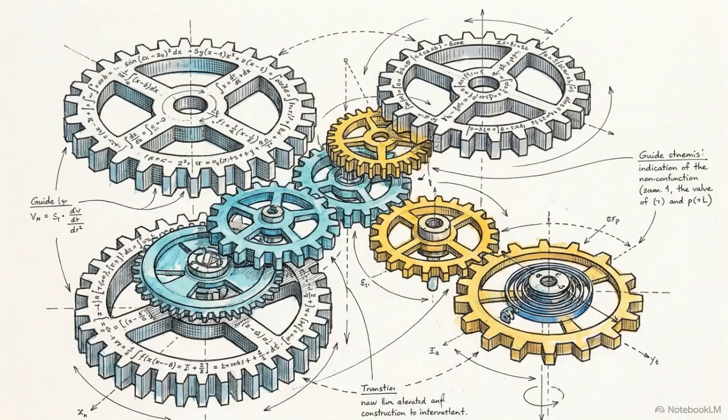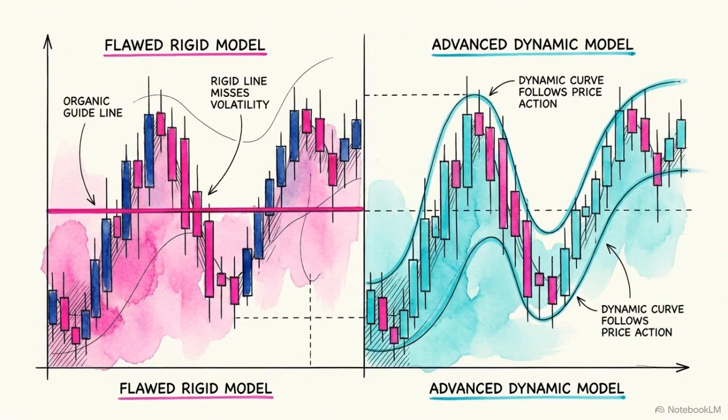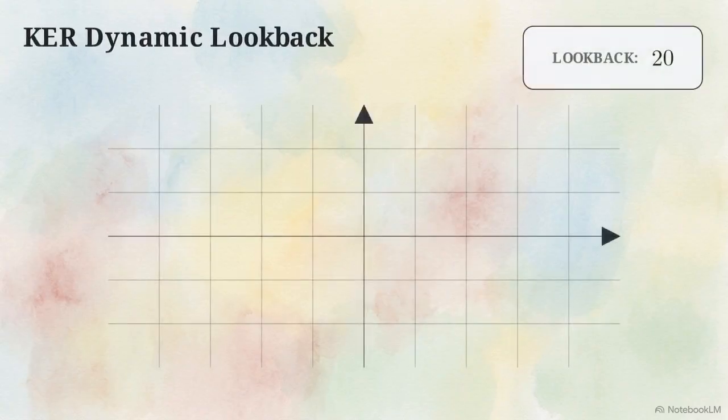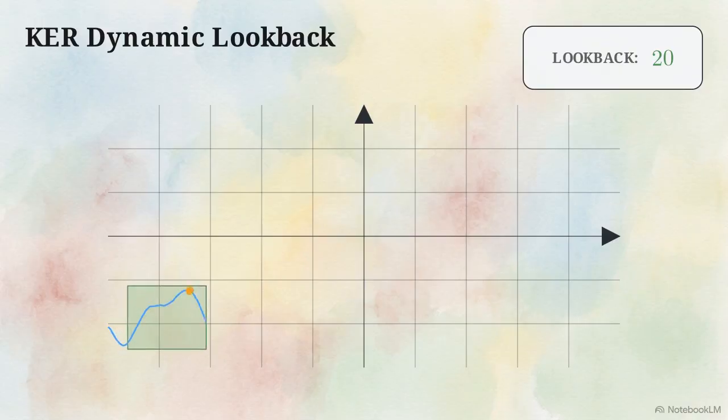To understand why these entries hold, we have to look at the underlying mathematics powering the triggers. Traditional static trading indicators rely on fixed look-back windows. They inherently fail the moment market volatility shifts. This graphic demonstrates the solution, the Kaufman Efficiency Ratio, or KER, dynamic look-back mechanism.